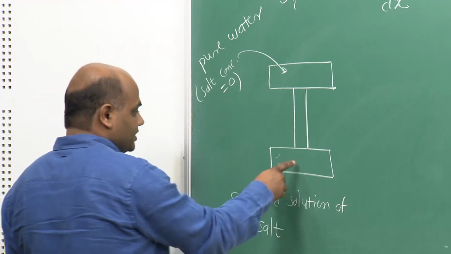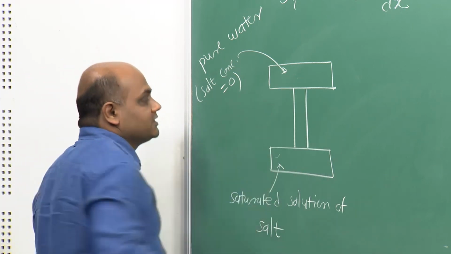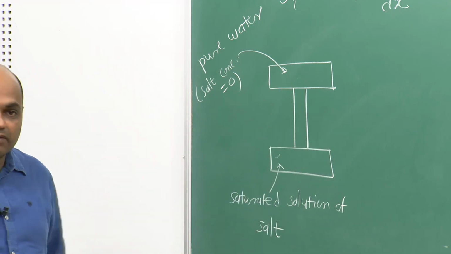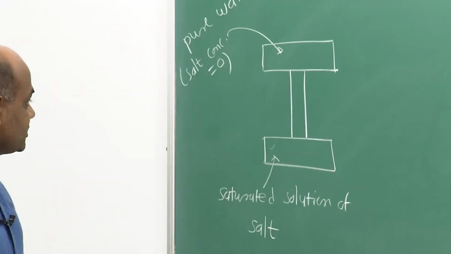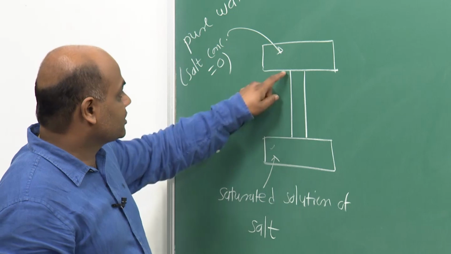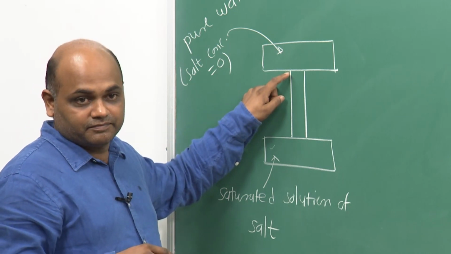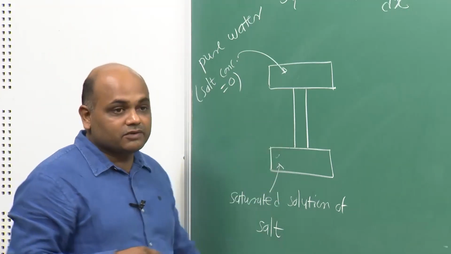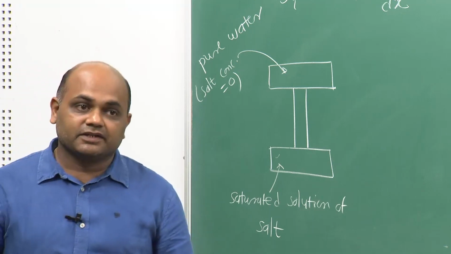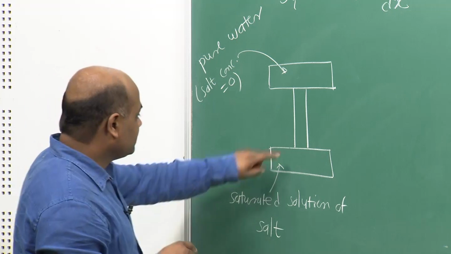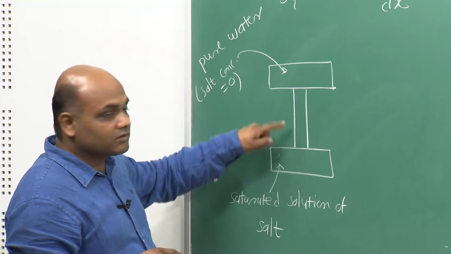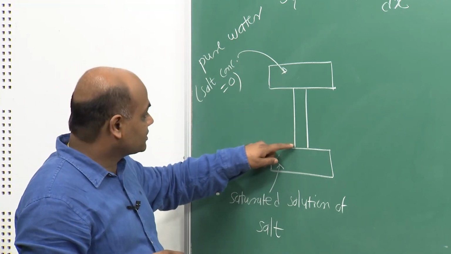So, this acted as a reservoir of salt, this acted as a sink of salt, and what was the purpose of these two? So that the concentrations at the two terminals of the tube were maintained constant. This way he could develop a steady state condition for diffusion.